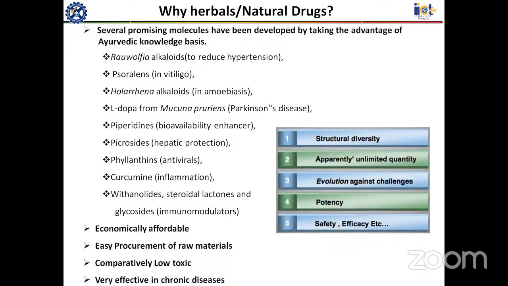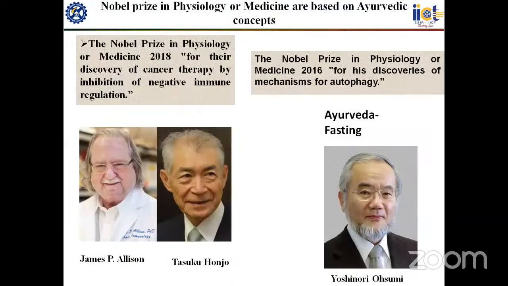Phyllanthus compounds are very well known as antiviral agents, derived from different Phyllanthus species, and curcumin and withanolides, whose major compounds are steroidal lactones and glycosides, are very well known as immunomodulators. These are all economically affordable, comparatively low toxic and very effective in chronic diseases.